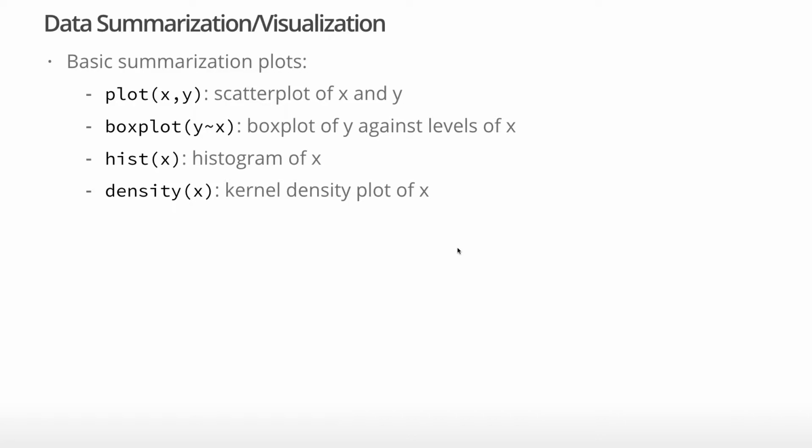So plot x and y, you put in two vectors, it does a scatter plot. Boxplot y, this little tilde x. So this is what we're going to talk about a lot more. It's called formula syntax. Y is a function of x, right? So it'll do box plots of the y variable with x on the x-axis. Hist, we'll just do a histogram. Density, we'll do a smooth histogram or a kernel density estimate. Just a smooth.